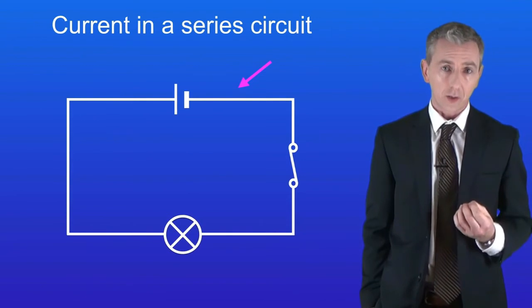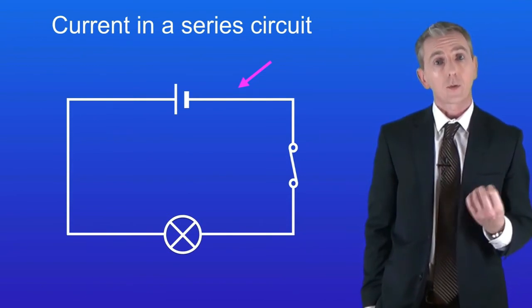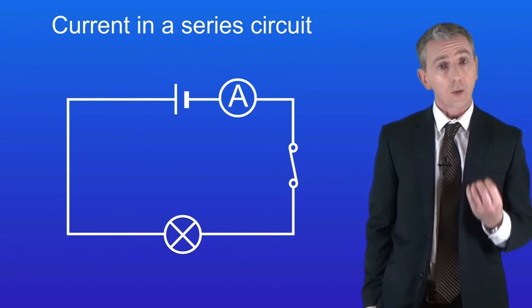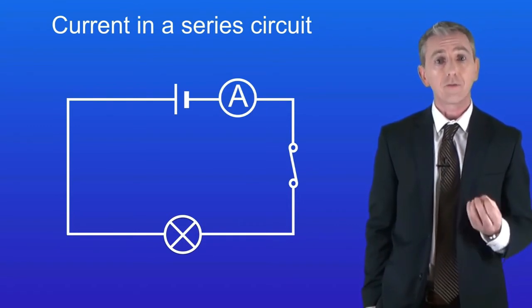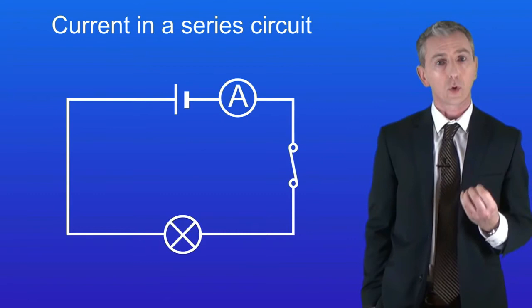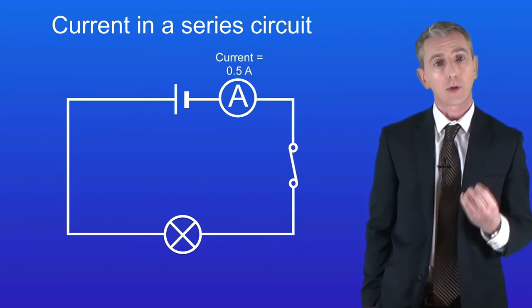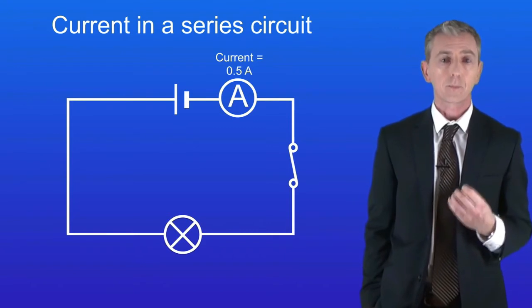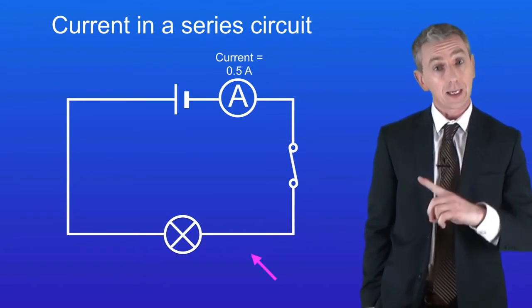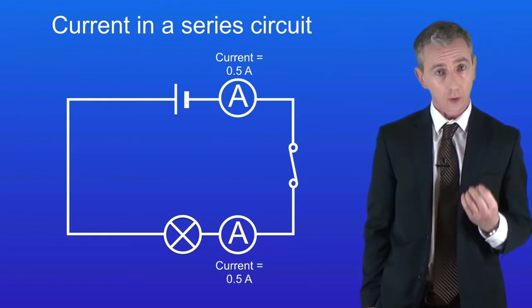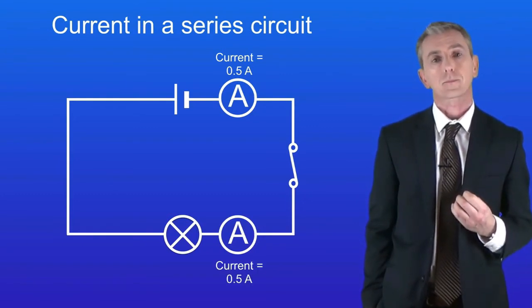So I want to measure the current here. So I'm going to put my ammeter in the circuit like this. The ammeter counts the number of electrons passing through it every second, and it uses that to work out the current. So in this example, the current here is 0.5 amperes. I'm now going to measure the current over here. So there's my ammeter, and in this case, the current is also 0.5 amperes.